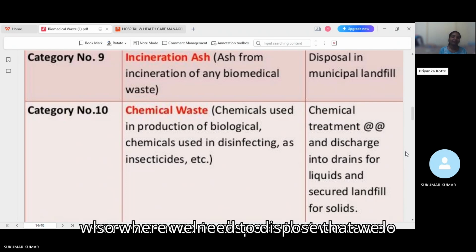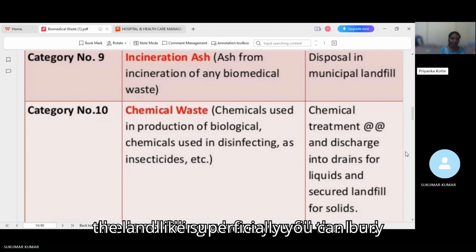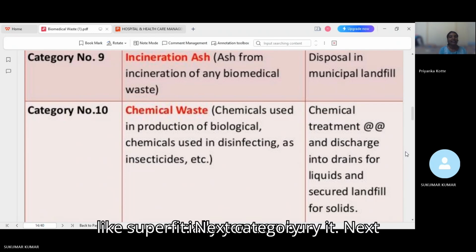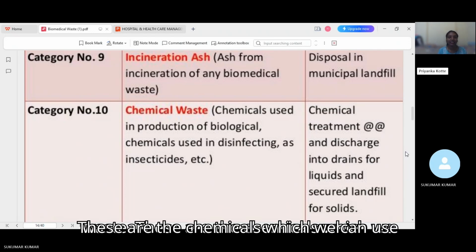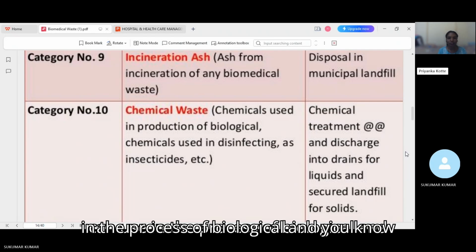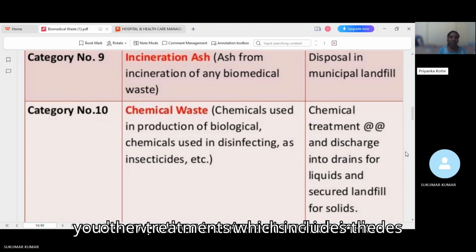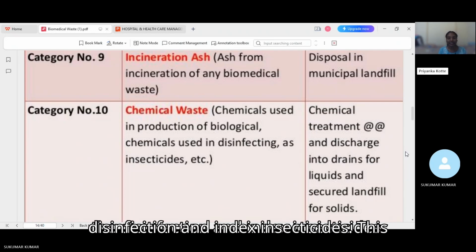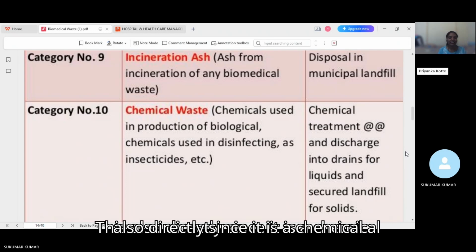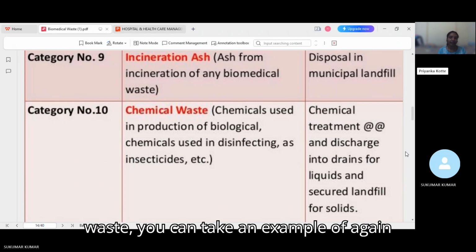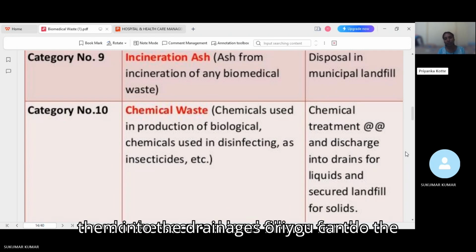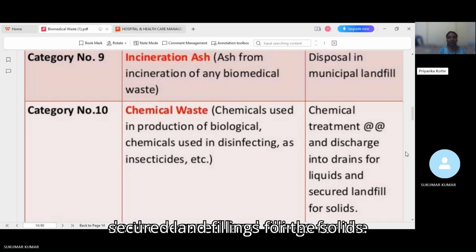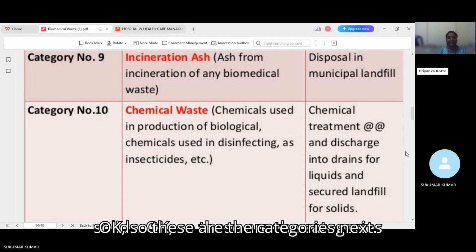Okay, so where we need to dispose of that, we can do landfilling, where you fill the land, like superficially you can bury it. Next, category number 10, which is chemical waste. These are the chemicals which we can use in the process of biological and other treatments, which includes disinfection and insecticides. Since it is a chemical waste, you can take an example of disinfectants. You can directly drain them into the drainages, or you can do secured landfilling for the solids. Okay, so these are the categories.